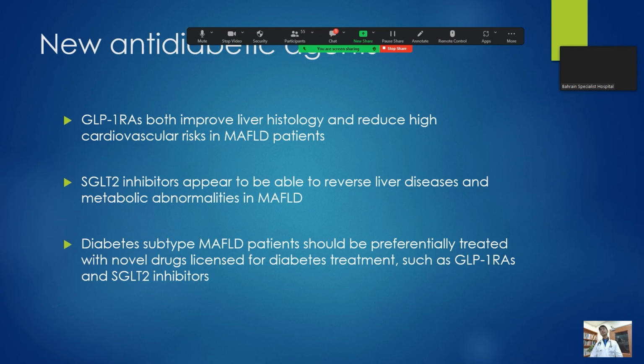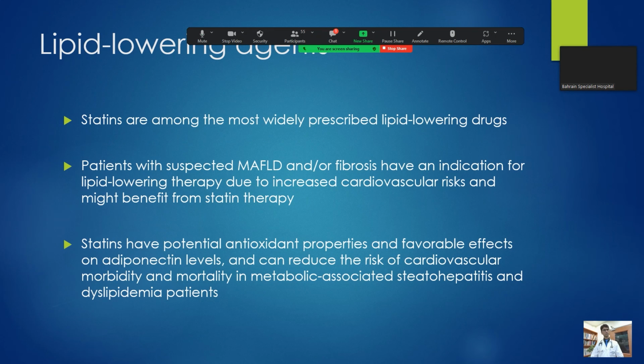The newer anti-diabetic agents like GLP-1 agonists and SGLT2 inhibitors are also showing some promising results. Therefore, if the diabetes subtype of MAFLD is diagnosed, we should prefer to use agents like metformin, GLP-1 agonists, or SGLT2 inhibitors, depending upon the sugars.